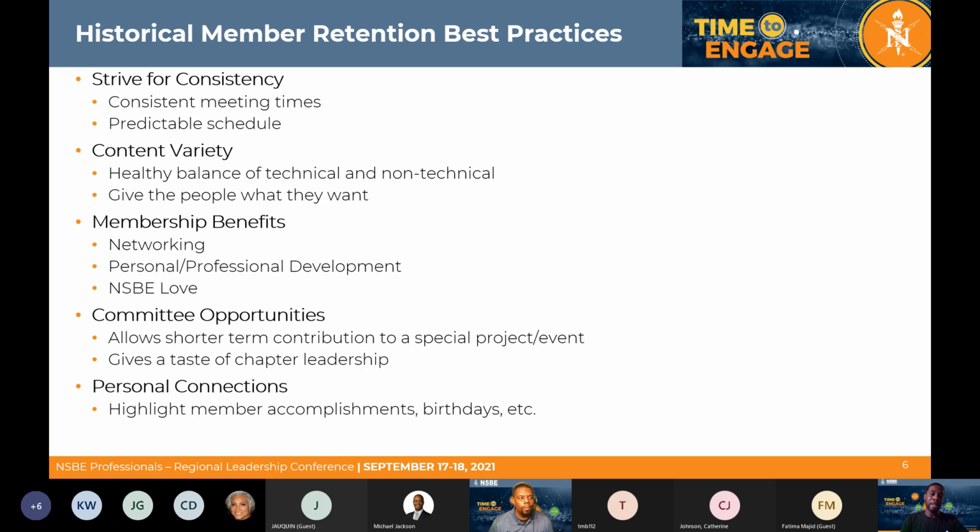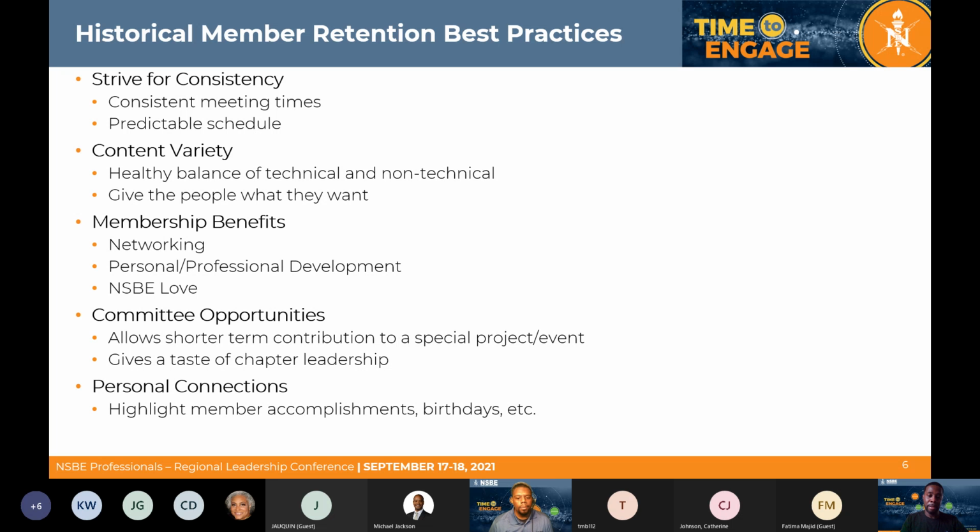I know a lot of chapters send out surveys at the end of the year to help prepare for next year. I know getting survey responses is also a struggle, but that's one method where you can gauge interest in what people want to see to help you plan for the future.